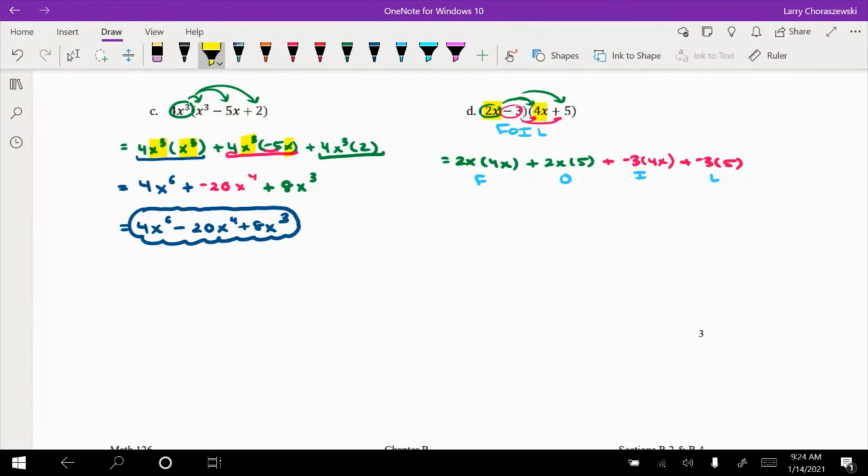Then what would the O be? The O is the outer. So 2x and 5 are kind of like the outer terms of the expression. And then the I part would be for the inner terms, like negative 3 and 4x. Okay, I see. Okay, thank you. No problem.